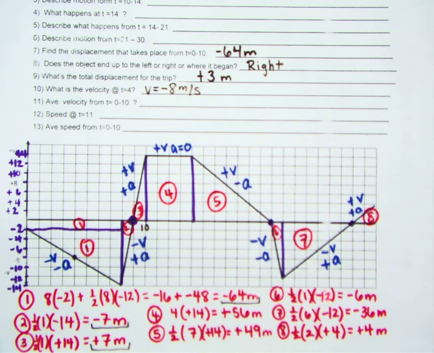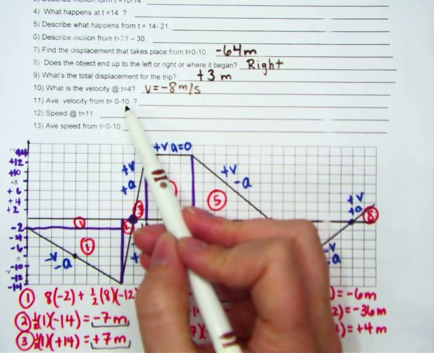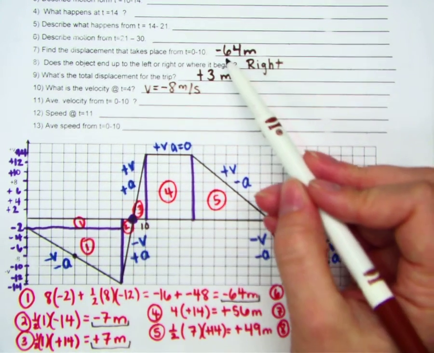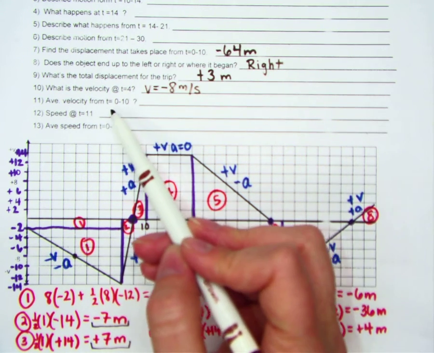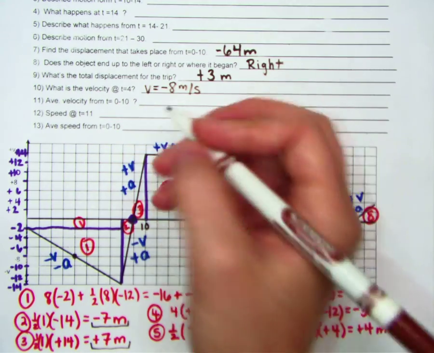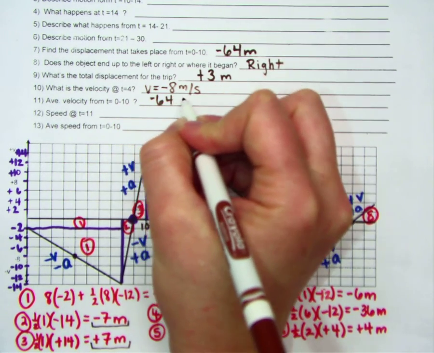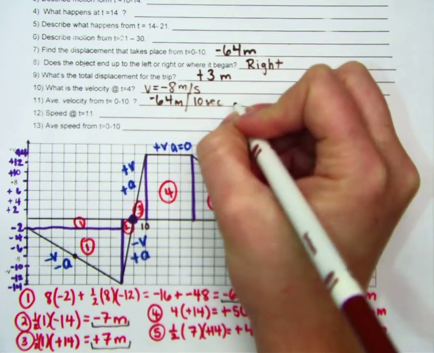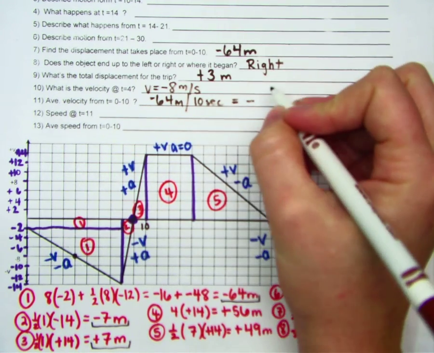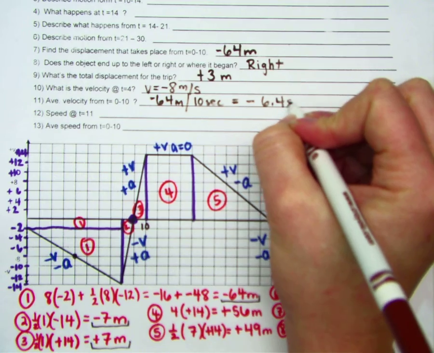What if I'm asking for average velocity? If I'm looking for the average velocity, then I'm going to use the displacement for that time. So the displacement from 0 to 10, which we already have, negative 64 meters, and divide that by the time that it took. So the time that it's actually asking for. So we do negative 64 divided by 10 seconds, because that's the time taken, and you get a negative 6.4 meters per second.